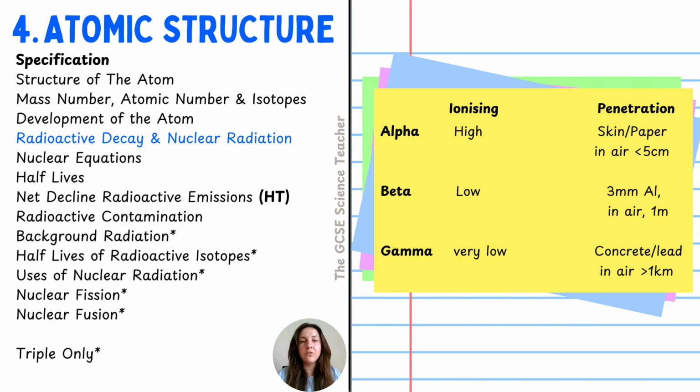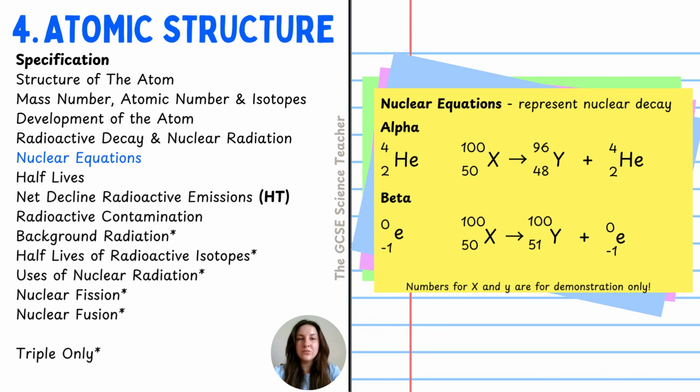Gamma is the most penetrating because it's stopped by concrete or lead, and in air can move around or just over 1 kilometer. Nuclear equations represent nuclear decay. Remember, alpha is a helium nucleus. So if you have substance X, you can see that the difference between the mass number is a difference of 4, whereas the proton number or atomic number is a difference of 2.